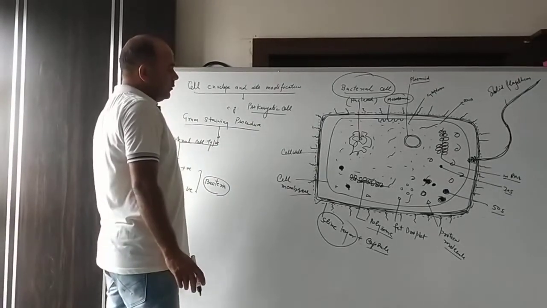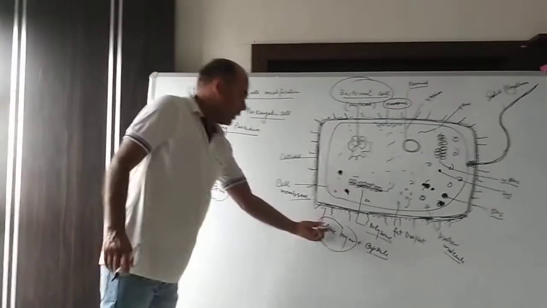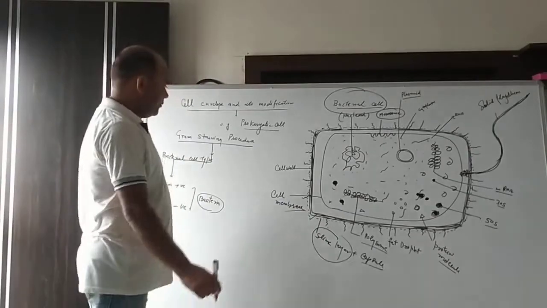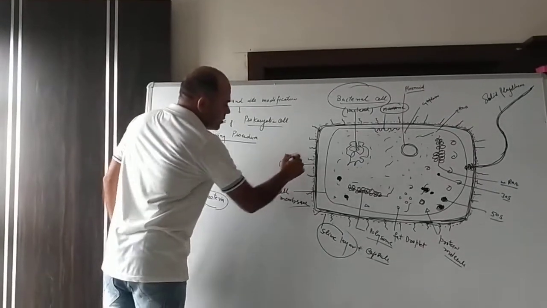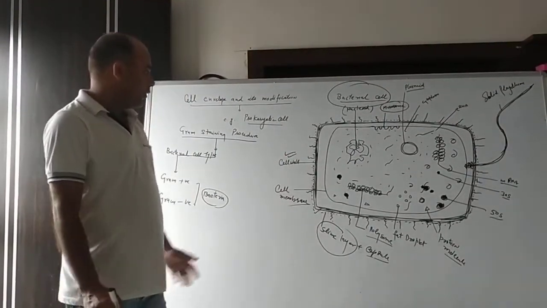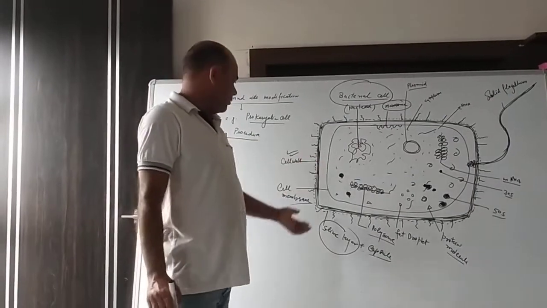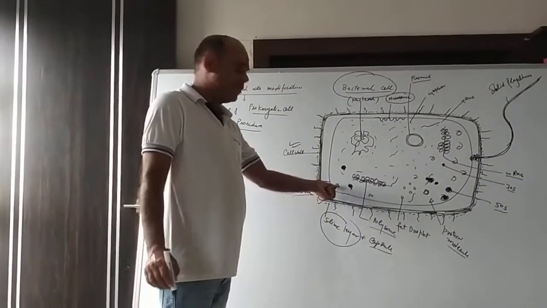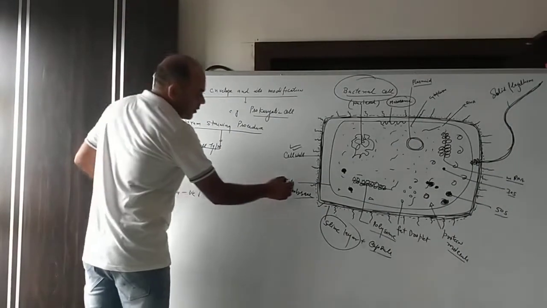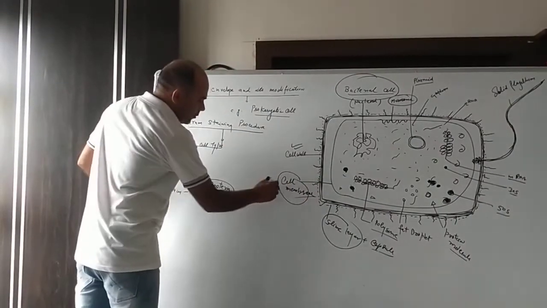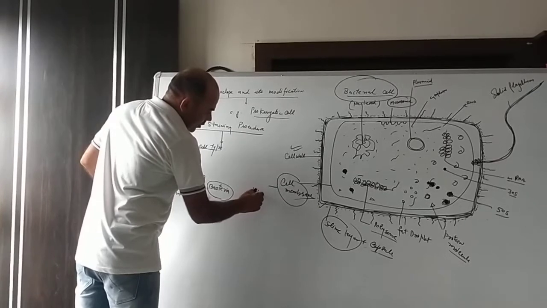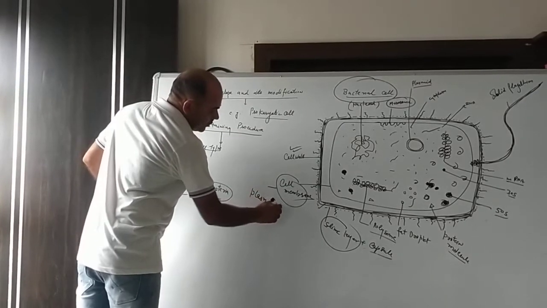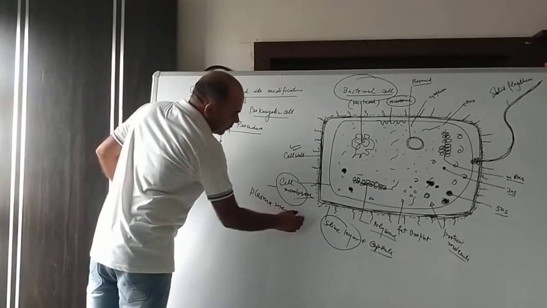You know very well in bacteria, the slime layer and capsule are present, the cell wall is present, and inside it the thin membrane, which is called the cell membrane, is present. This cell membrane is also known as the plasma membrane.